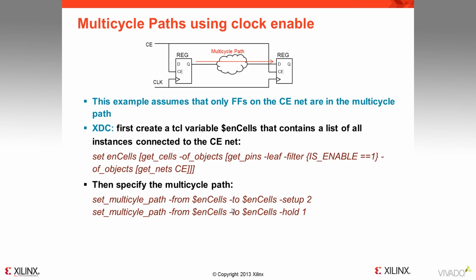Here we will specify the multi-cycle path for setup and hold using the enable signal. This example assumes that the sequential cells on the clock enable net are in the multi-cycle paths. In the XDC file, create a Tcl variable called ncells that will contain a list of all the cells connected to the clock enable net. The multi-cycle path constraint is then specified by using the list of ncells for setup and hold as shown.